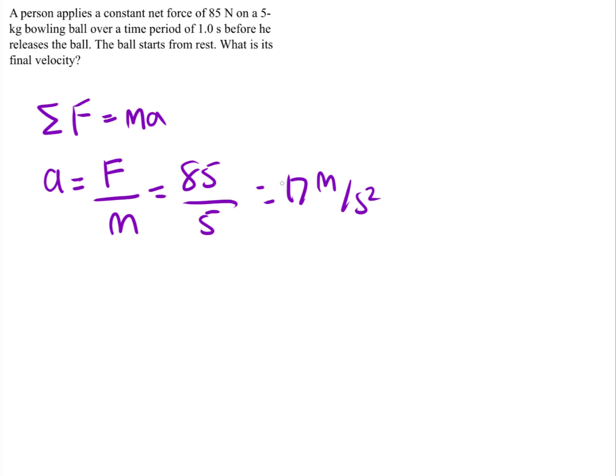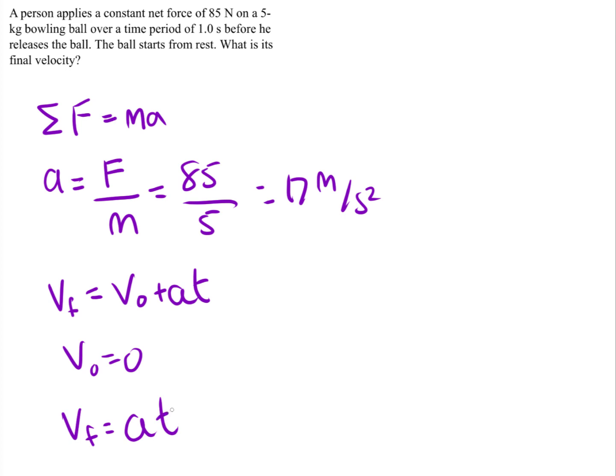So that's its acceleration. Now, to find its final velocity, we can simply use a kinematic equation, or this one, which says that the final velocity is equal to the initial velocity plus the acceleration times the time. And in this case, we know that the initial velocity is equal to 0 since the ball starts from rest.